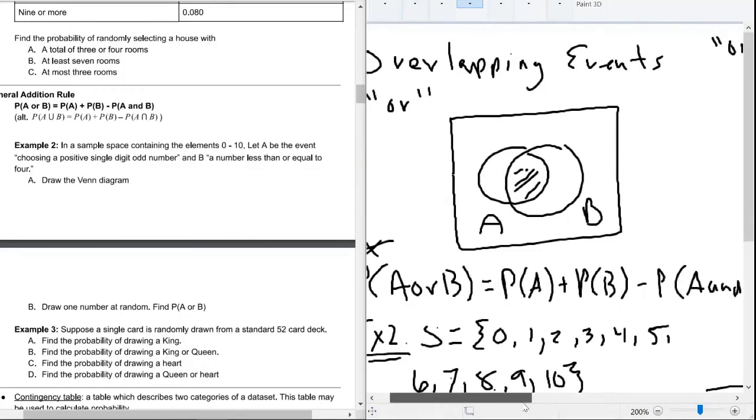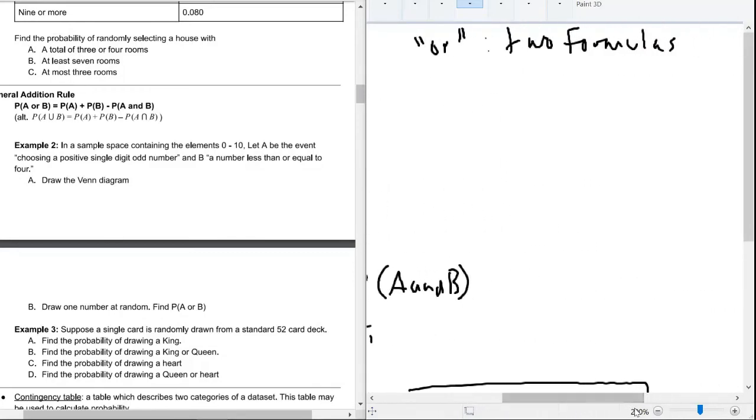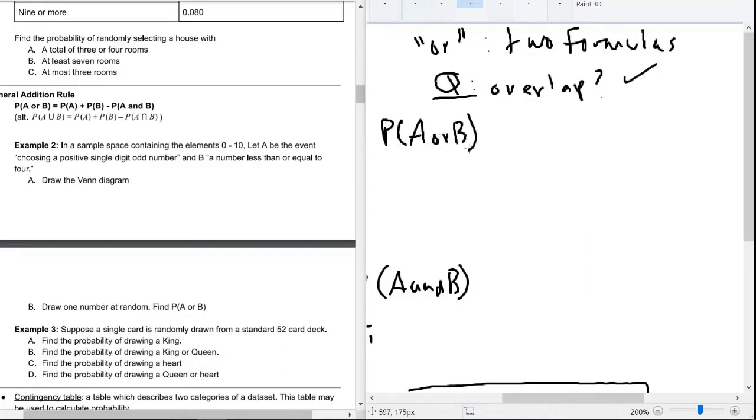So now we need to ask ourselves the same thing here, okay? The question is, do we have an overlap with the two events A and B? Yes, we do, right? That means we need to use this formula here. That's equal to the individual probability A plus the individual probability B minus an overlap.